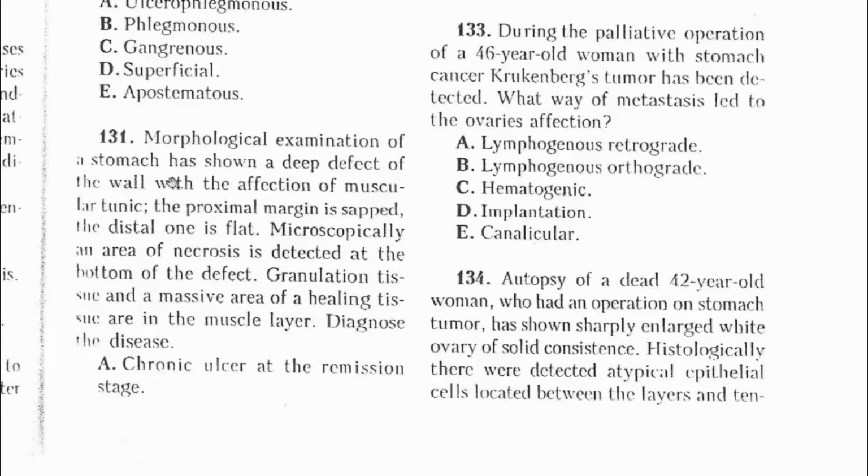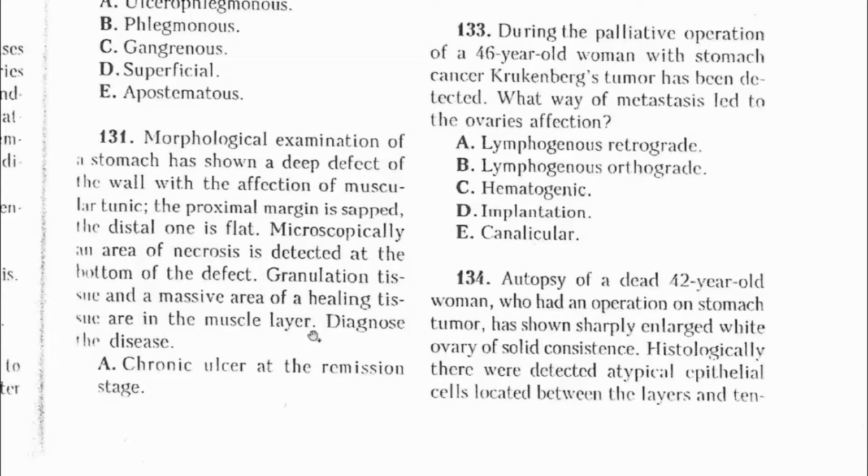Morphological examination of a stomach has shown a deep defect of the wall with the affection of the muscular tunic. The proximal margin is undermined and the distal one is flat. Microscopically, an area of necrosis is detected at the bottom of the defect. Granulation tissue and a massive area of healing tissue are in the muscle layer. Diagnose the disease. Now, the presence of necrosis indicates what?